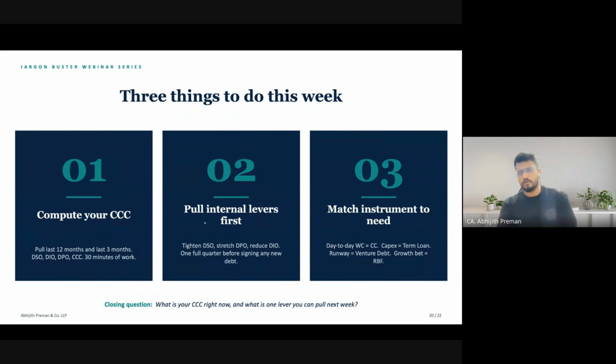So in the first quarter, you calculate your CCC. Then in the next 3 months, you work on these internal levers. Then see how your cash conversion cycle has improved. Then match instrument to need. If you still need cash flow, match the instrument based on your requirement. If you need day-to-day working capital, go for a cash credit. If you are looking for capex, go for a term loan. If you are looking for runway, go for venture debt. If you are very sure that your revenue is going to scale in the upcoming months, but you need some cash flow immediately, go for revenue-based financing.